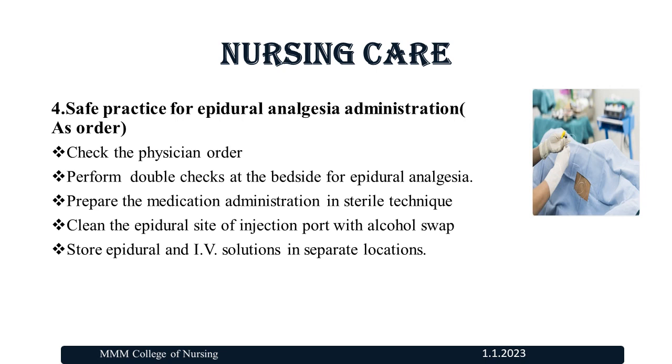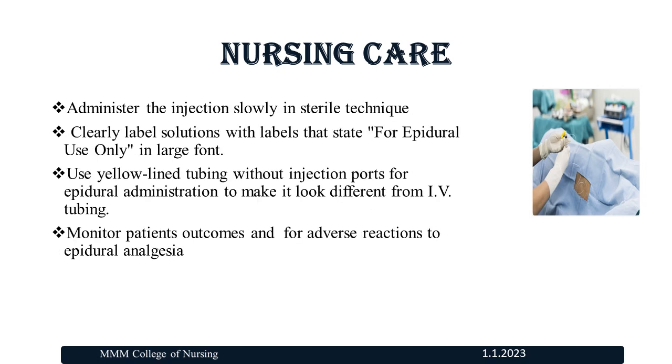Clean the epidural site of injection port with alcohol swab. Store epidural and IV solutions in separate locations. Administer the injection slowly in sterile technique. Clearly label solutions with a label that states for epidural use only in large font. The epidural line should be fixed at the shoulder, right upper side. Use yellow lined tubing without injection ports for epidural administration to make it look different from IV tubings. Monitor patient's outcomes and for adverse reaction to epidural anesthesia.